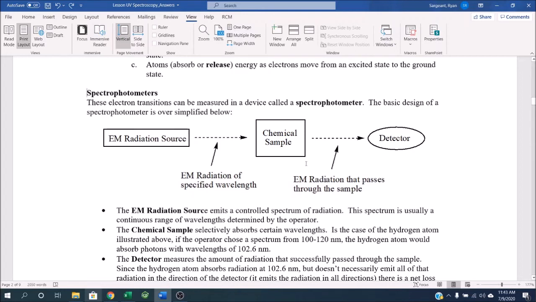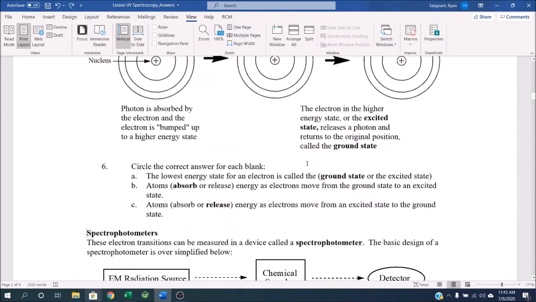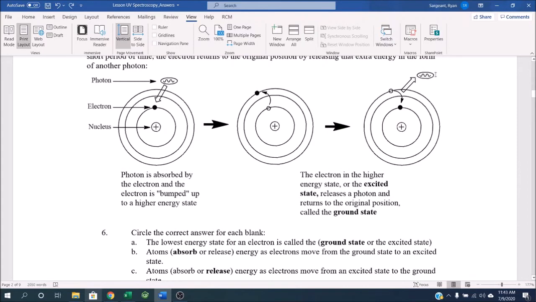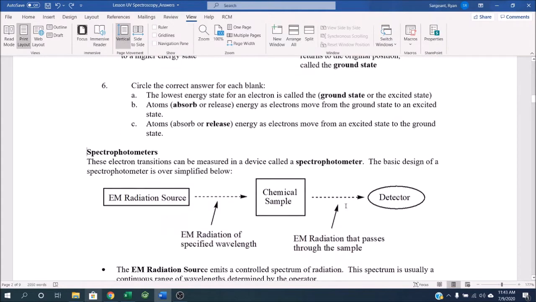I remember the first time that I saw this and I thought, wait, doesn't the chemical sample just give those photons back? And therefore, wouldn't the light coming through to the detector have all of the photons back again? And the answer is yes and no. So the issue here is directionality.